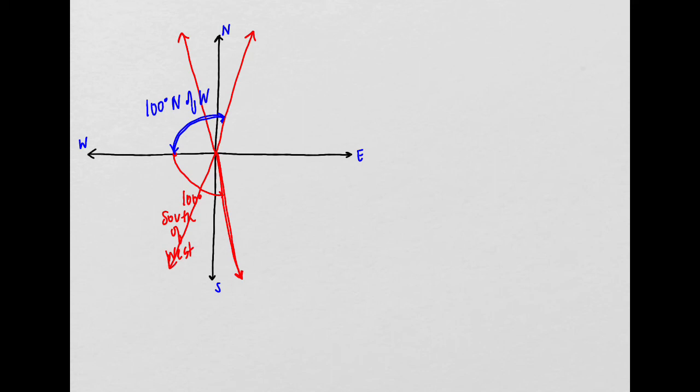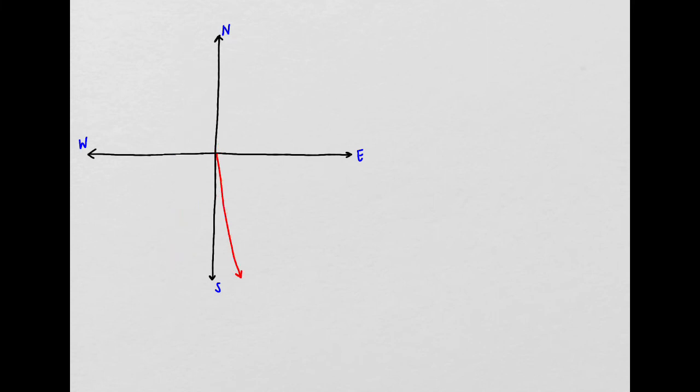I'm getting a little bit messy. There we go. Okay, so we have 100 degrees there. We could also have 100 degrees here, is what I was saying. So this is also 100 degrees in this direction, south of east. 100 degrees south of east. Okay? Because if we start at east, that would be a good idea.